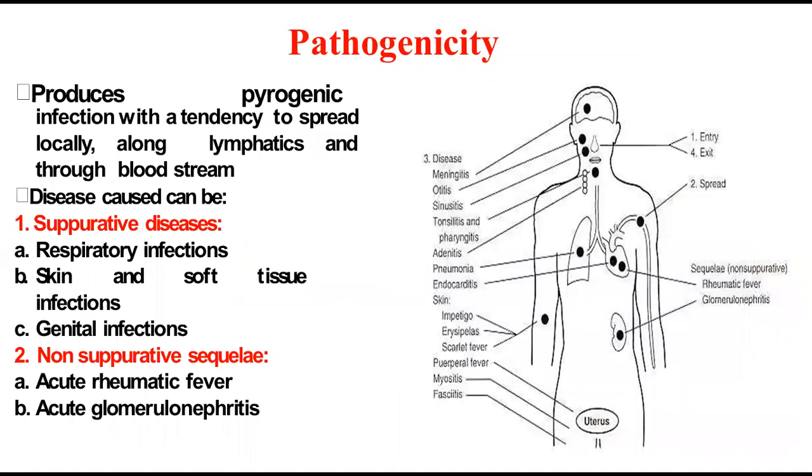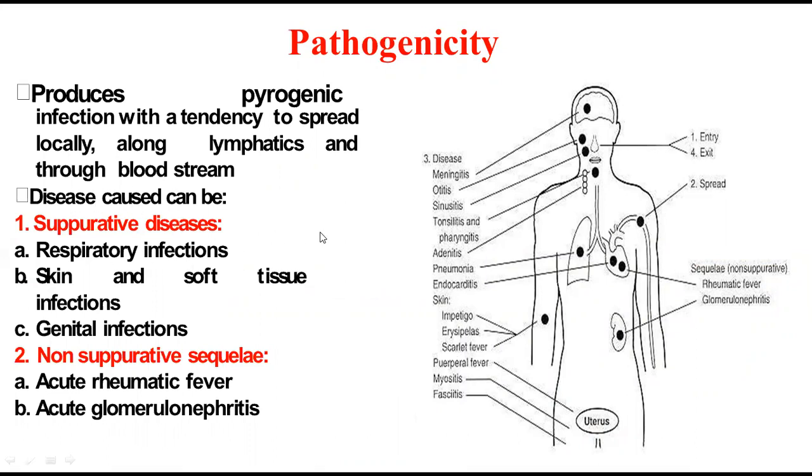So what is pathogenicity? Pathogenicity is the potential to cause disease. It produces pyrogenic infection with a tendency to spread locally along lymphatics and through the bloodstream. When the bacteria enter, they pass through the lymphatic system into the bloodstream, and cause suppurative diseases.